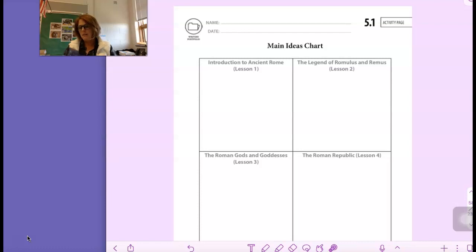let's see. Chapter 1 was the introduction, that Rome then and now. Chapter 2 is the legend of Romulus and Remus. Chapter 3 is the gods and goddesses. Chapter 4 talks about the Punic Wars.